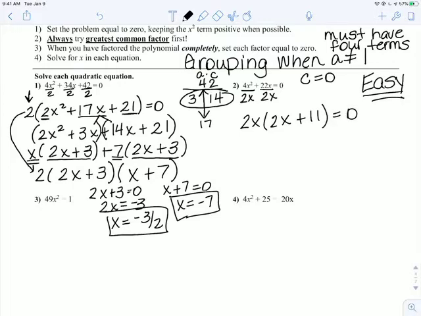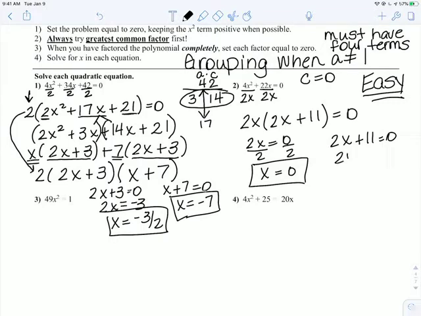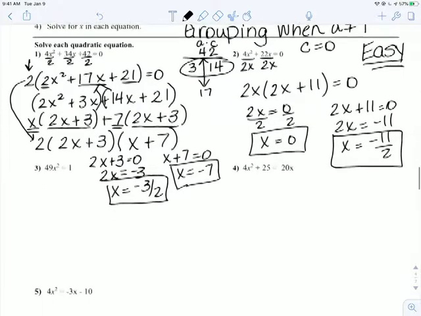And now you have 2 factors. You have the 2x and you also have the 2x plus 11. Set each of those factors equal to 0 and solve. I get x is equal to 0 for one of my solutions, and then for the second solution I get 2x equals negative 11. X will equal negative 11 halves. So these are definitely the easiest problems to work. All right, let's look at problem number 3.